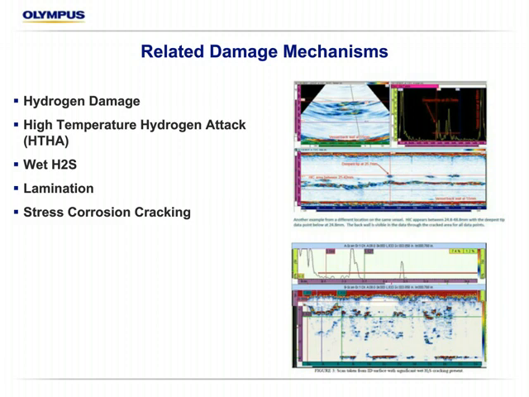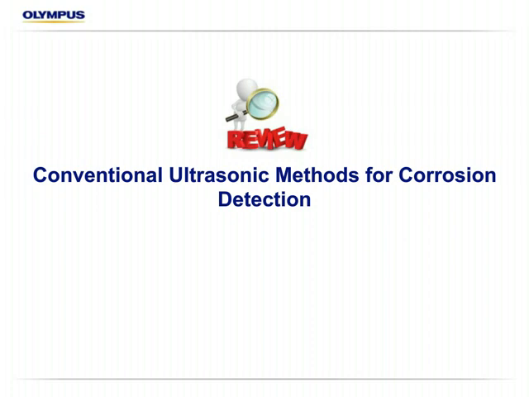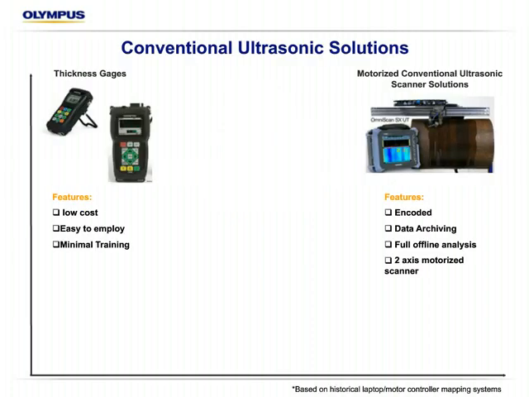The two pictures on the right are just brief illustrations of, on the top, HIC or hydrogen damage in a vessel, and the bottom is actually wet H2S. We'll get to those a little bit more when we get into the phased array methods and try to get a closer look at them. So we'll do a brief overview of the conventional ultrasonic methods of corrosion detection just as a baseline.